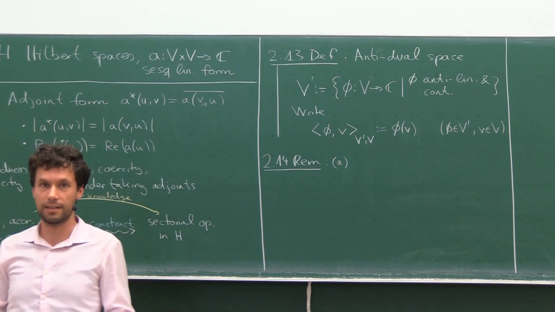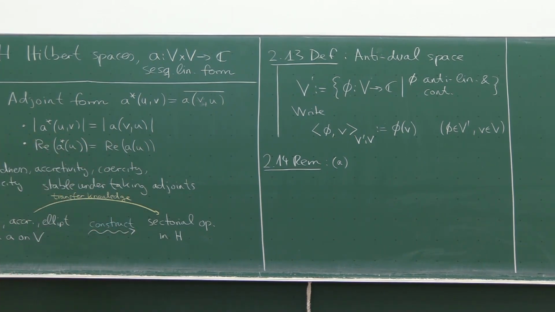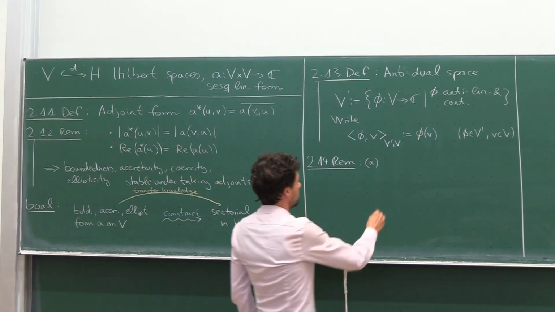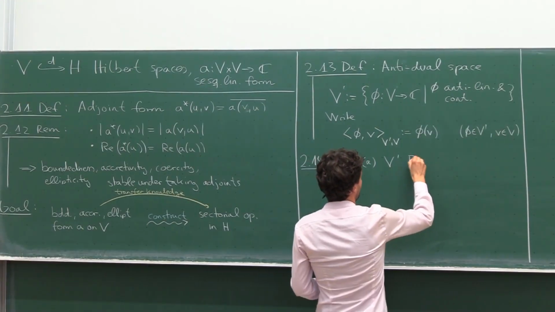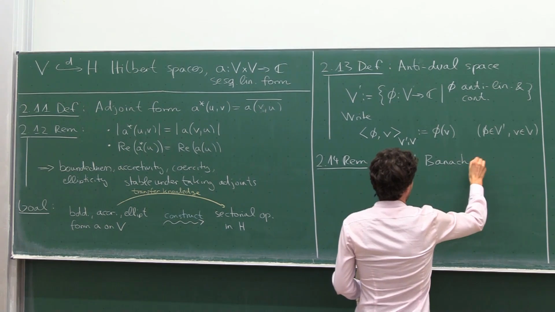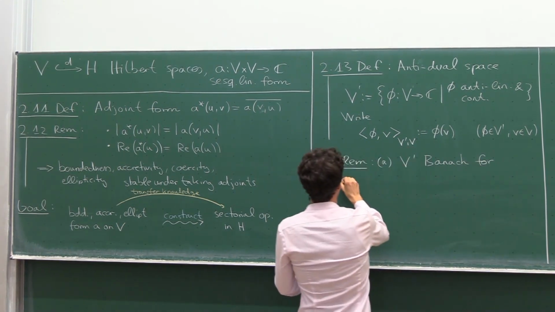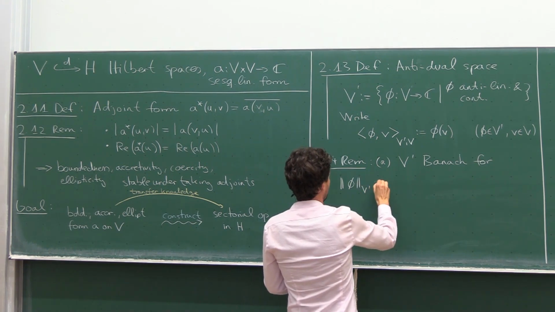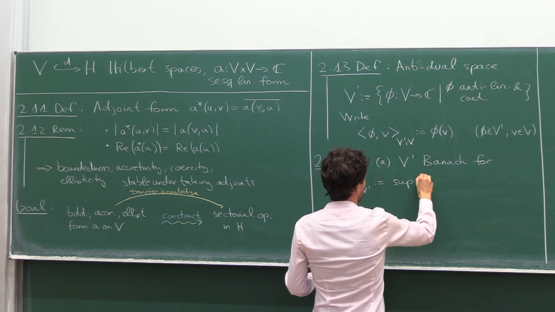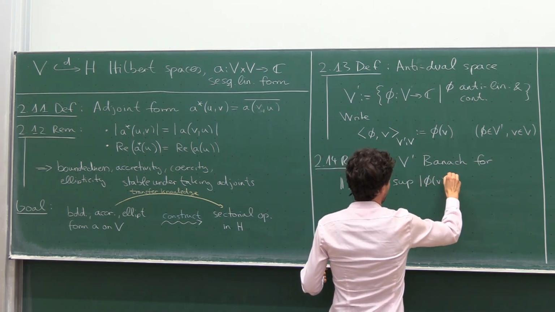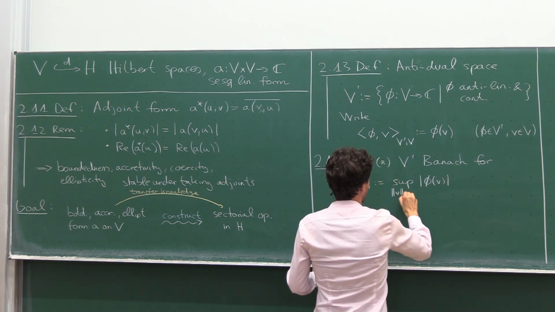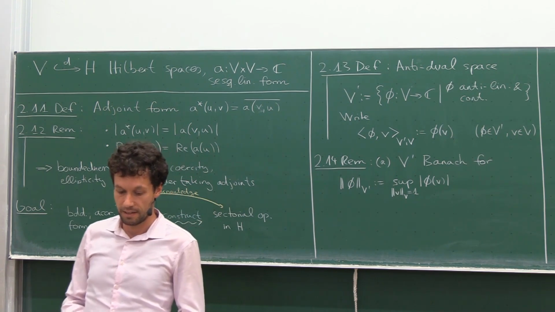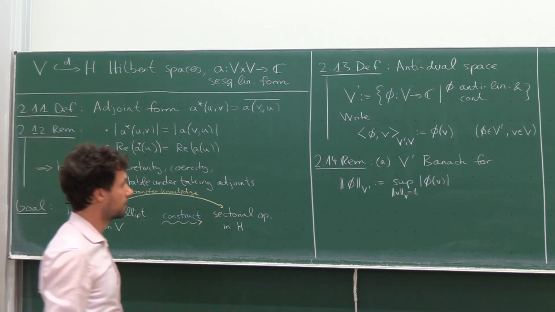Now comes a longer remark that tries to elaborate a little bit on the properties of that anti-dual space. First thing is that you quickly realize that V prime is a Banach space where you use the usual operator norm. So the norm of a functional is just the sup over phi of V, where V runs over all normalized elements of the vector space V.